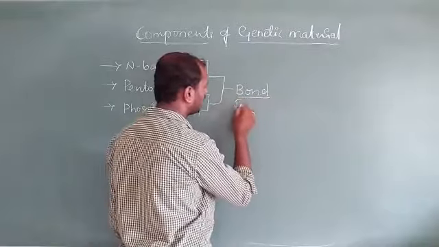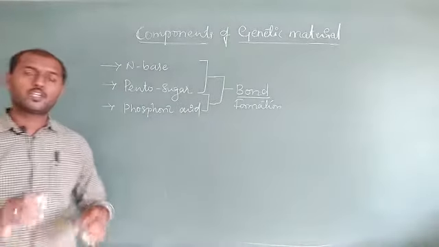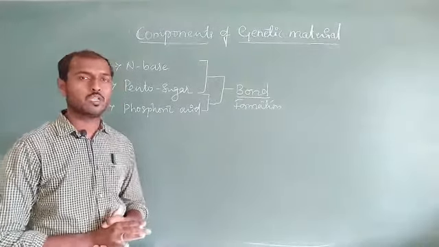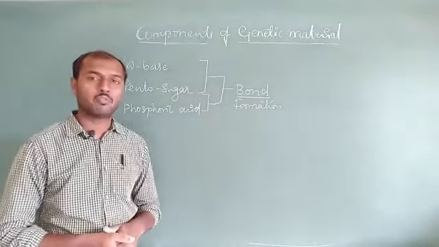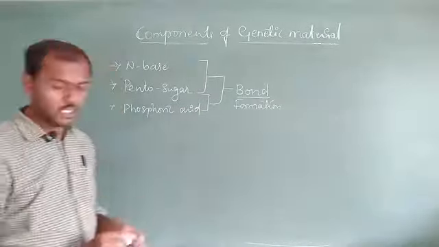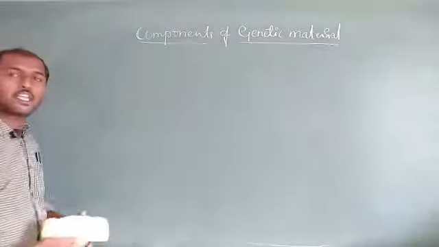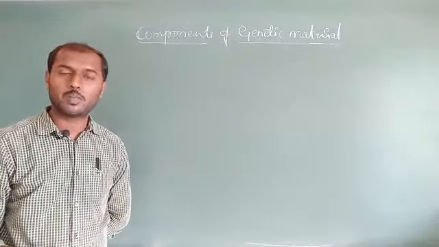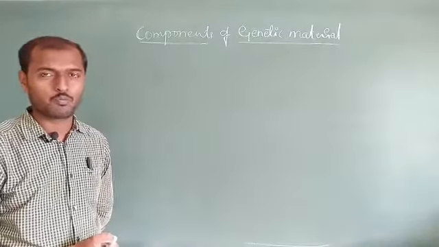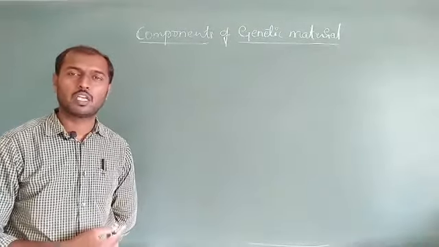Okay, so here, bond formation has to happen between these three molecules. So in this video we are going to study what kind of bonds are going to form here, and how those bonds help in the formation of new chemicals. Let's start with how the reaction takes place between the nitrogen base, pentose sugar and phosphoric acid, and how new molecules form for the construction of stable genetic material like DNA and RNA.